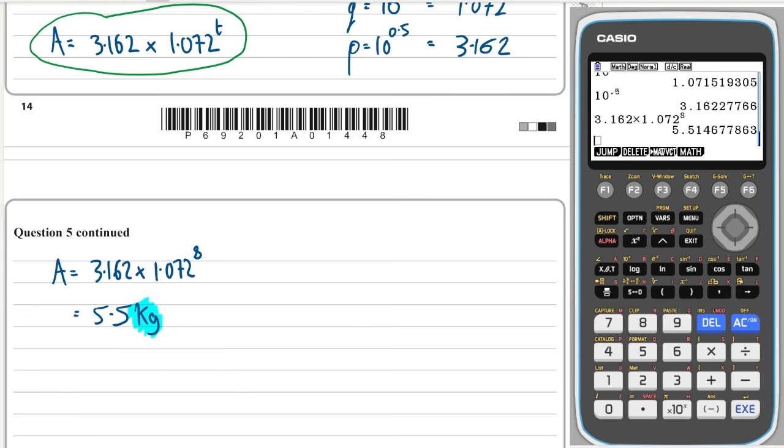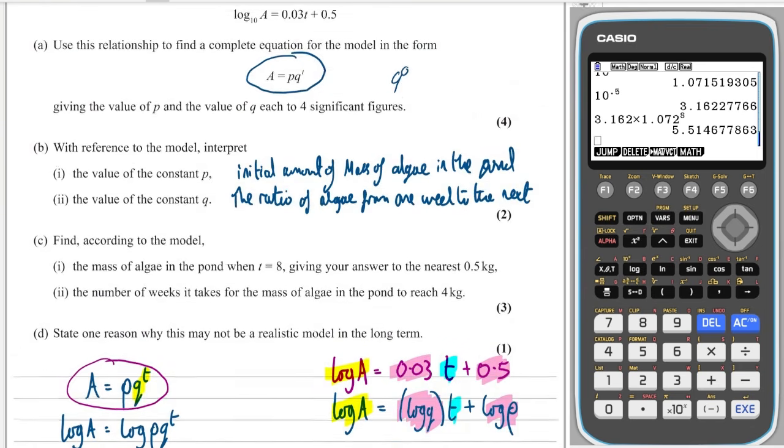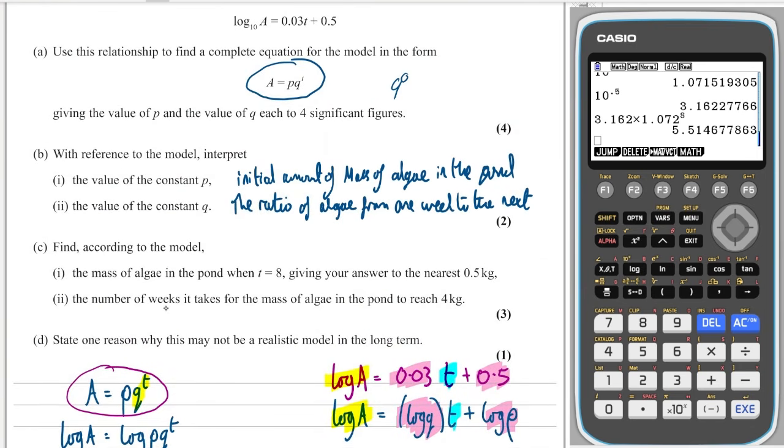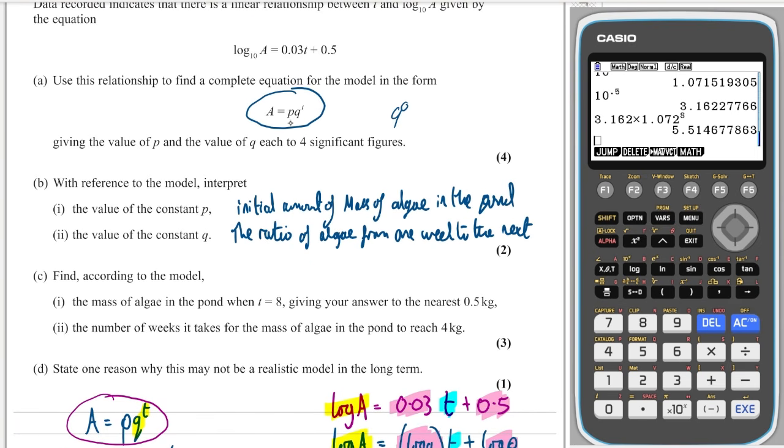And then the second part of the question asks us to find the number of weeks it takes for the mass of algae to reach 4K. And the first question, I used this model. And in fact, for the second part, I'm going to use this one because it has T just not as a power. It's going to make it easier to use.